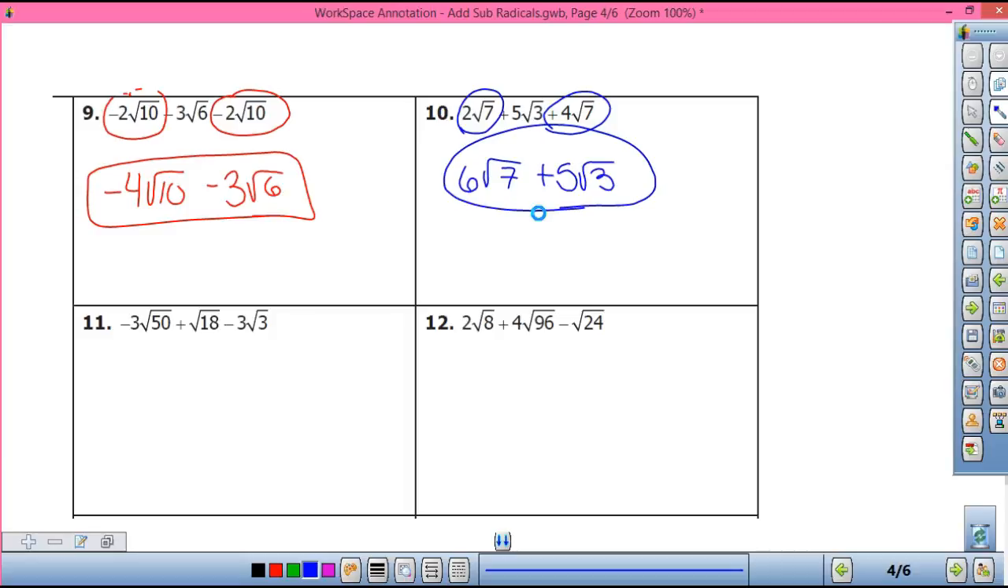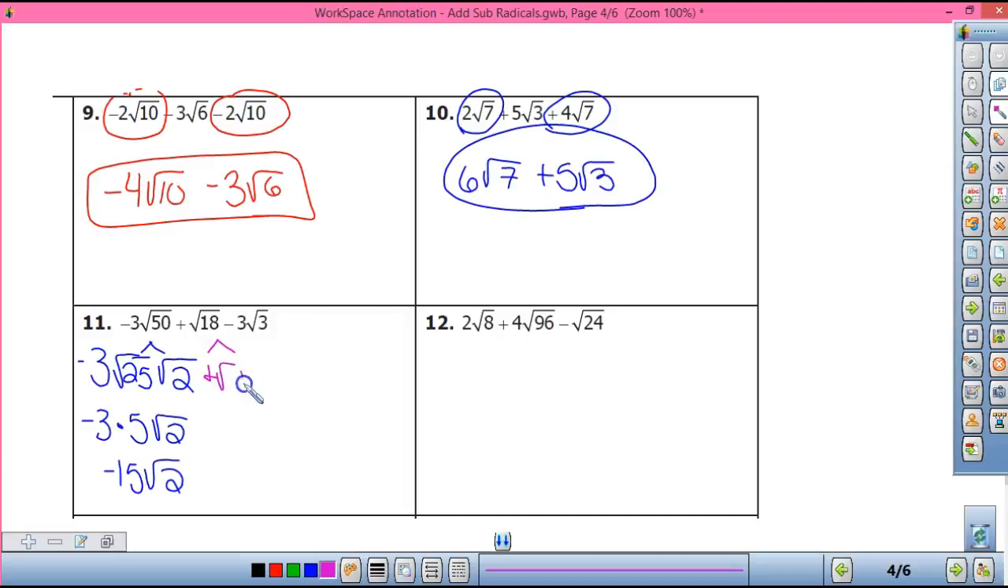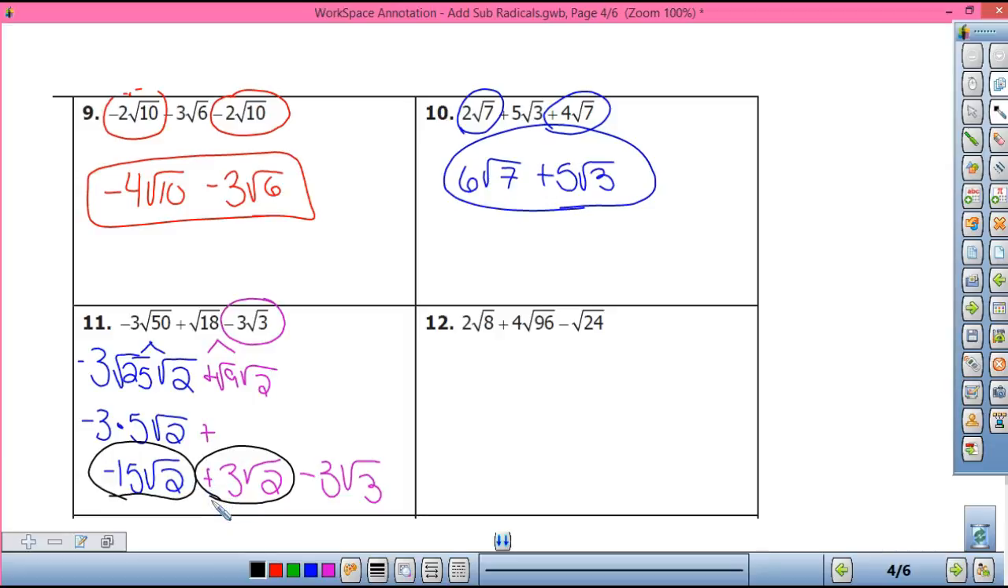Which ones can I simplify? 15 and 18 I can simplify. So I have negative 3. What's 50 going to? A little slower. There you go. 25 and 2, right? So negative 3 times 5 root 2 gives me negative 15 root 2 plus, what's 18 go? 9 and 2, so plus 3 root 2. Can I simplify this guy? Minus 3 root 3. So what can I simplify? Negative 15 root 2 plus 3 root 2 gives me negative 12 root 2 minus 3 root 3. So I can't combine those, right?